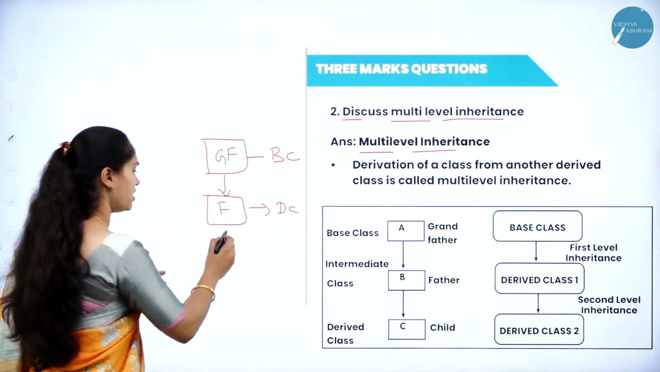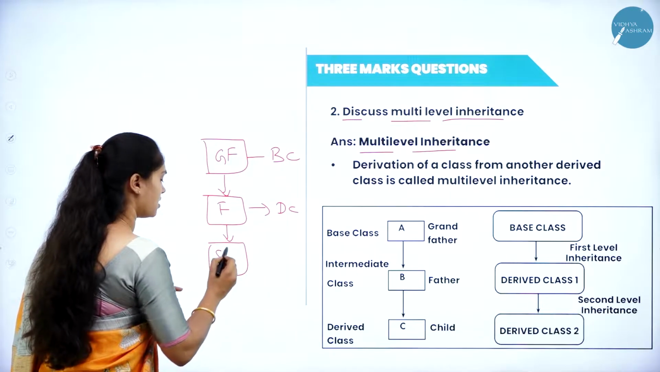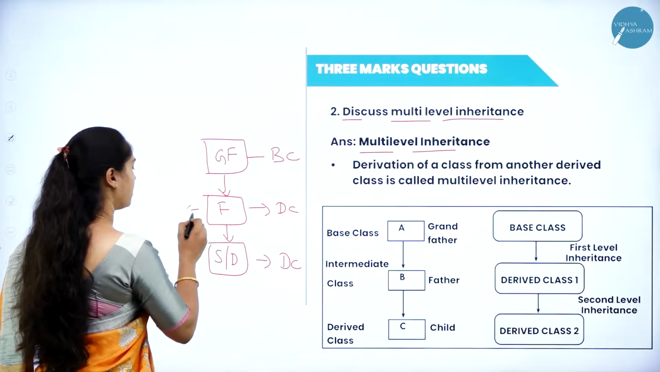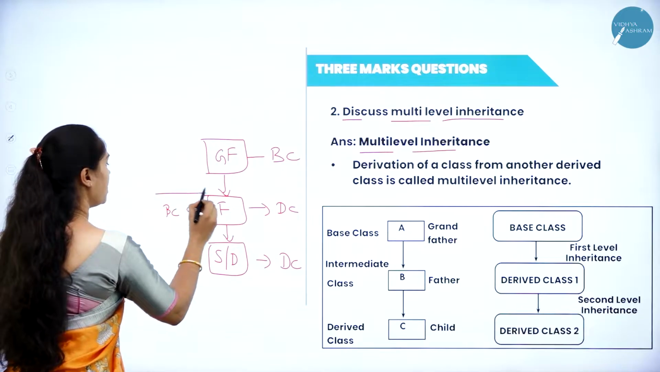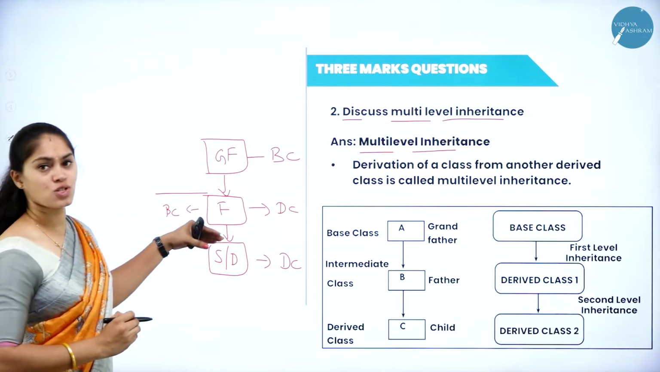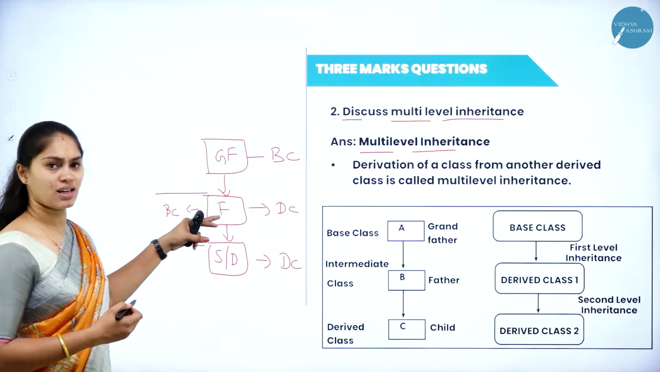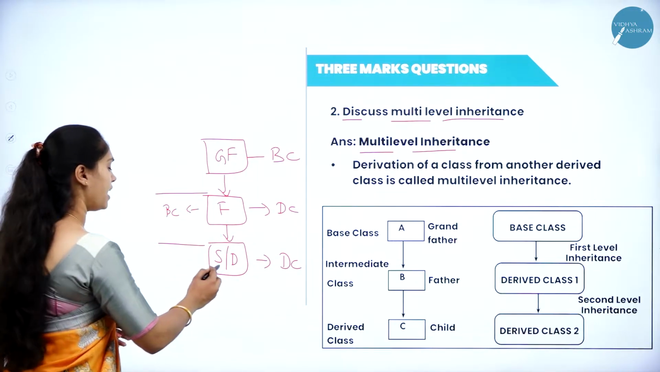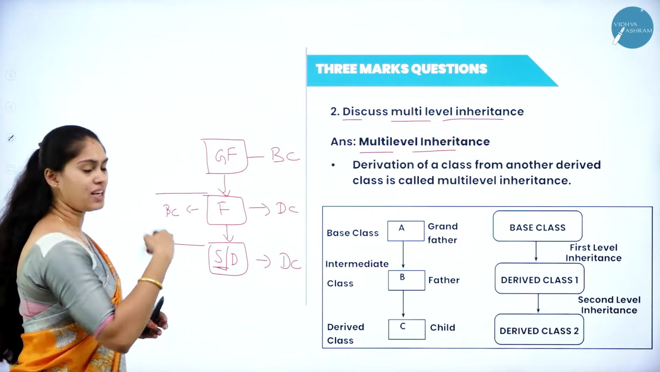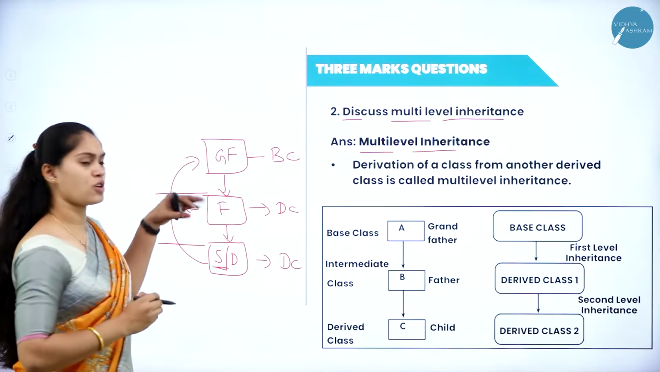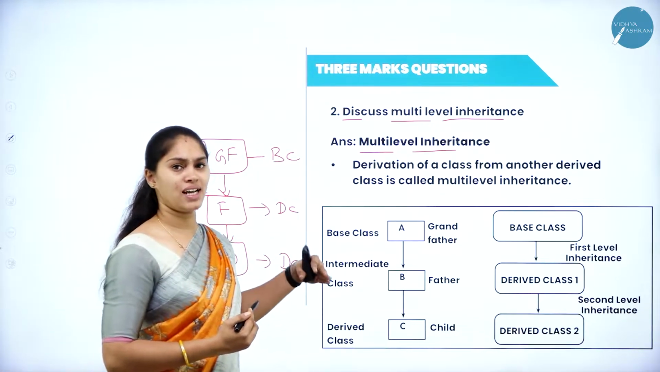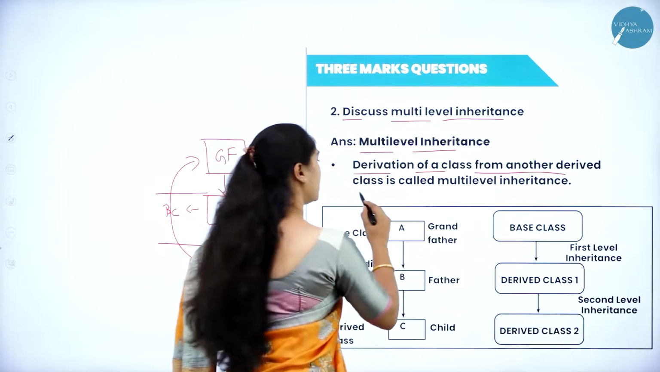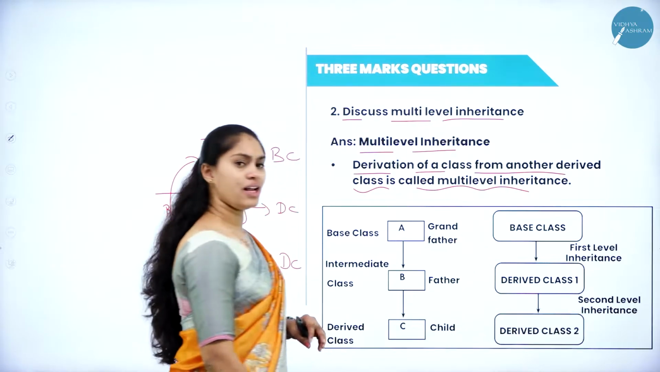But when this father has a child, at that time, consider either son or daughter. They are going to be the derived class and the father will be the base class. So it will be based on the levels. We are inheriting the features from this class, and this class is inheriting the features from another base class. That means, indirectly, this derived class at the next level is acquiring the features of their main base class. That is multi-level inheritance. So derivation of a class from another derived class is called multi-level inheritance.